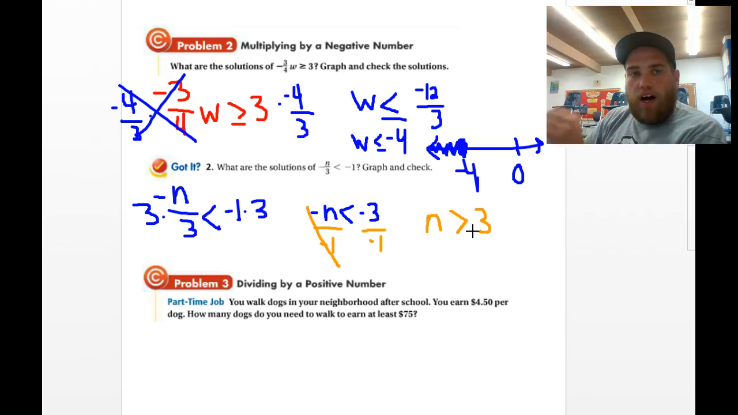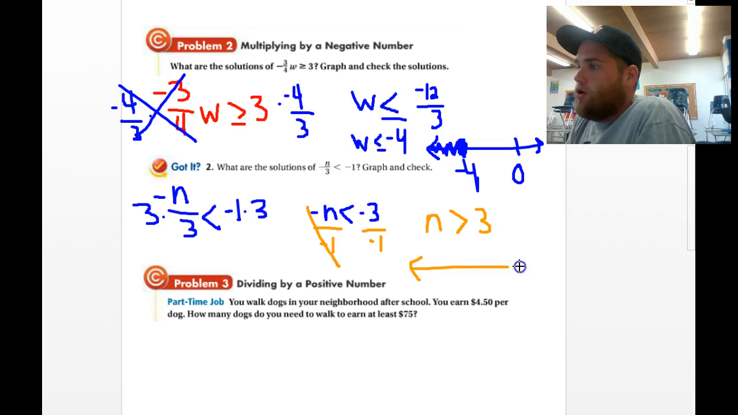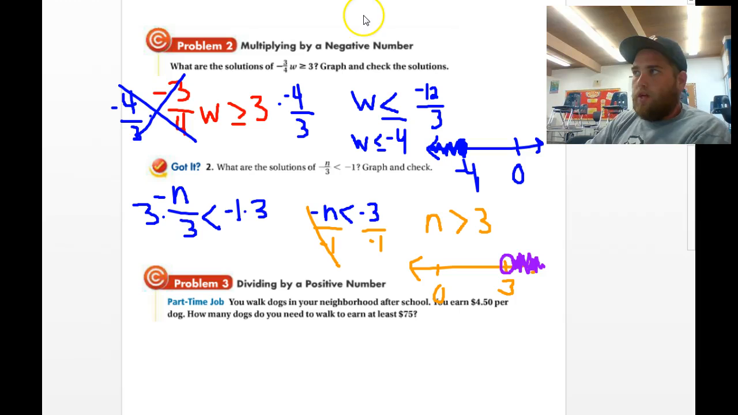When you divide by a negative, you guys see how my sign randomly flipped. That's because I divided by a negative, and that's just, once again, one of those things we have to remember. So we draw our graph here. I have 3, I have 0, and then I want to go here and I want an open circle, and we shade this way. All the answers above 3. Hopefully this makes a little bit of sense for you.